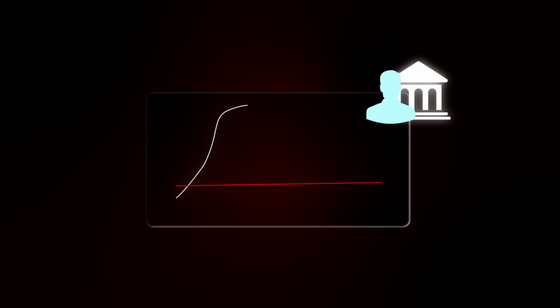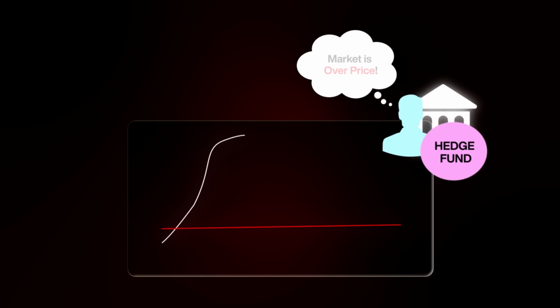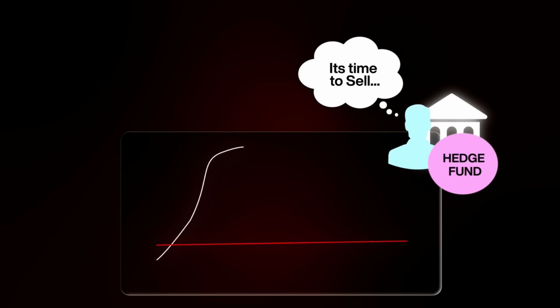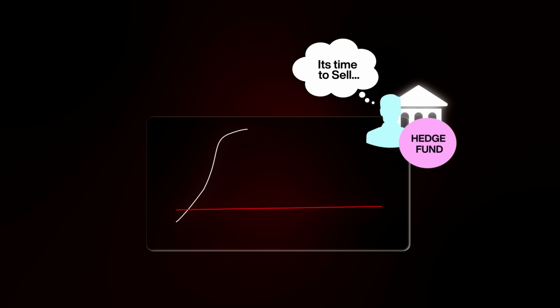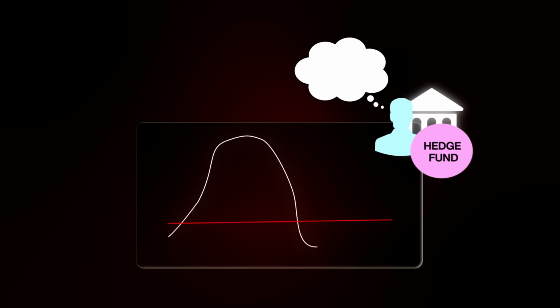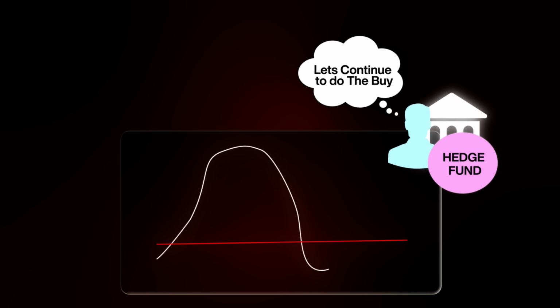So when it comes to support and resistance, the only thing you need to understand is it's all about price. What I mean by that is when the market goes up to a certain point, there will be certain individuals, banks, hedge funds that think that the market is overpriced and it's time to sell. And vice versa, if price drops to a certain point, the whole market sentiment may think that things are at a discount now, so let's continue to buy.